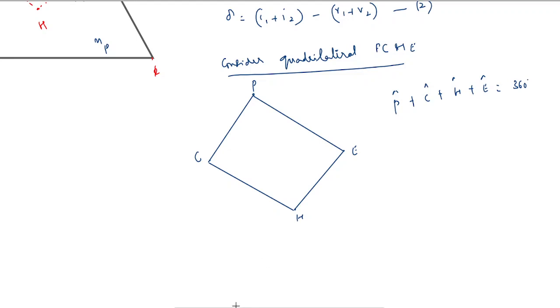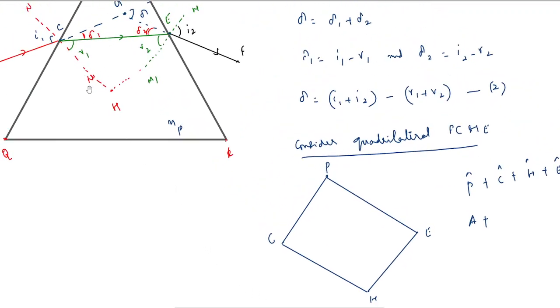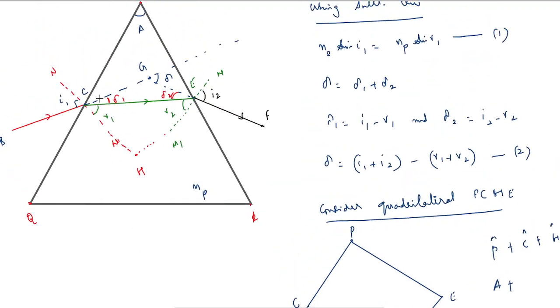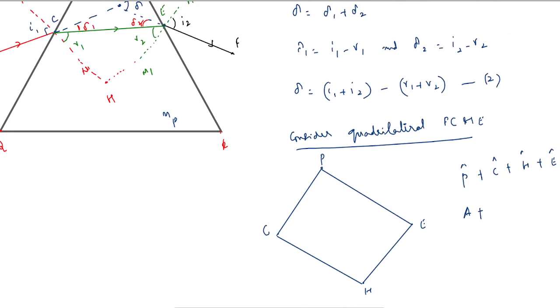But the angle at P was called the angle of the prism, A. Remember, CH is normal to the surface PQ. Therefore, the angle made here would be 90 degrees, because CH is normal to the face PQ. Similarly, EH is the normal to the face PR. So even here the angle made would be 90 degrees.